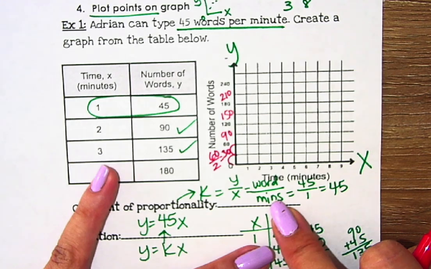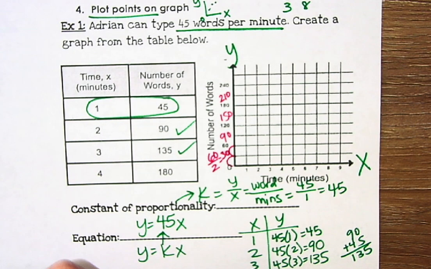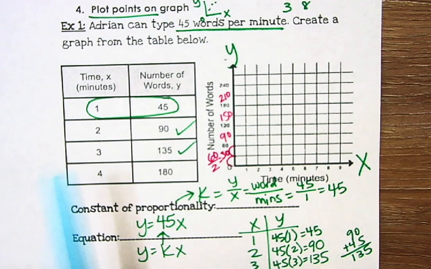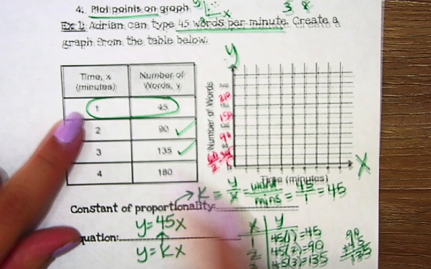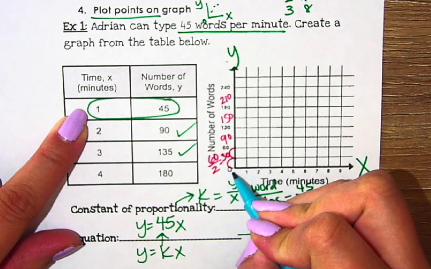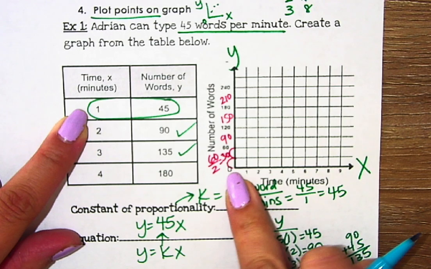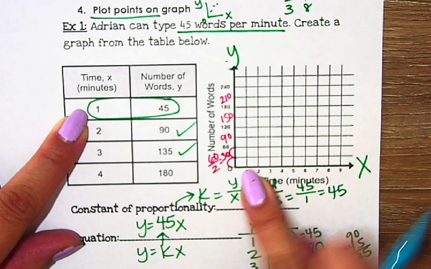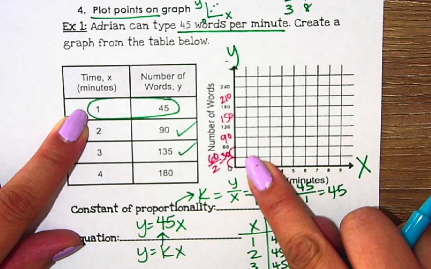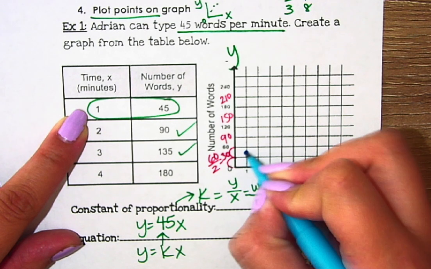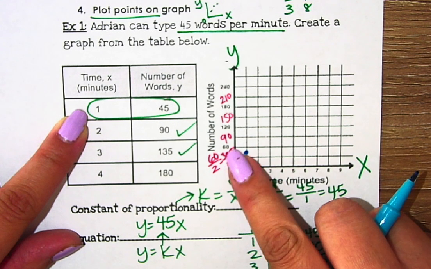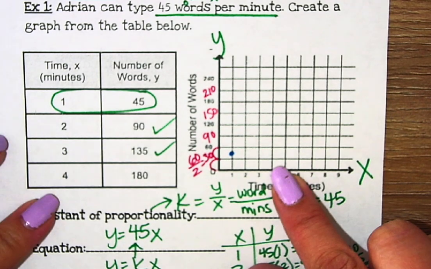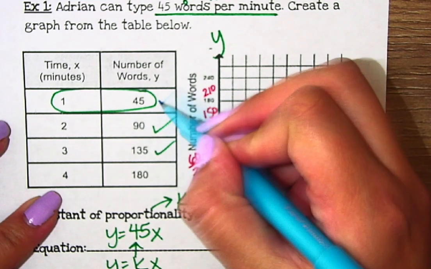Okay. And the last thing to do with my graph is to plot my points. So I'm going to start with 1 and 45. I'm going to start at the origin. I'm going to start with 0. I'm going to start with my x-axis first. I'm going to go over to 1 and up to 45. Now I don't see the number 45, but I know it's between 30 and 60. Okay, I did my first point. I'm just going to check it off.